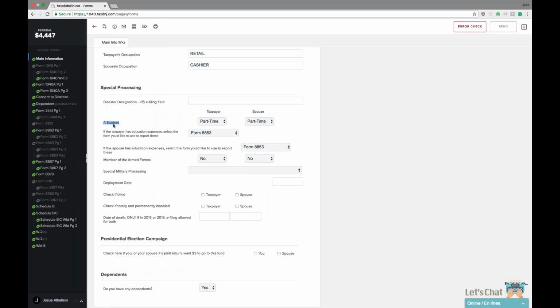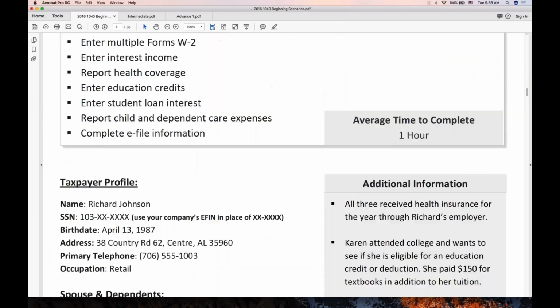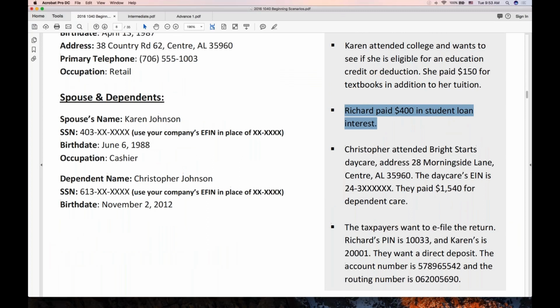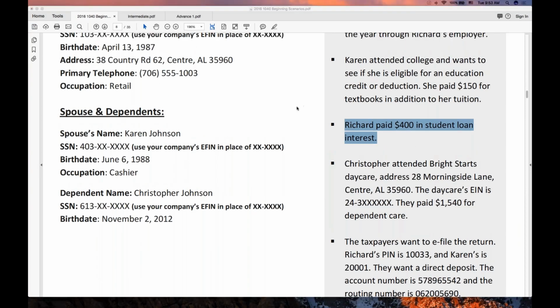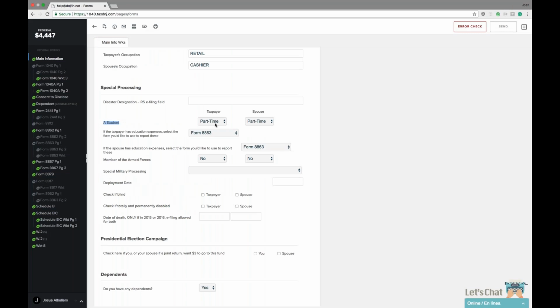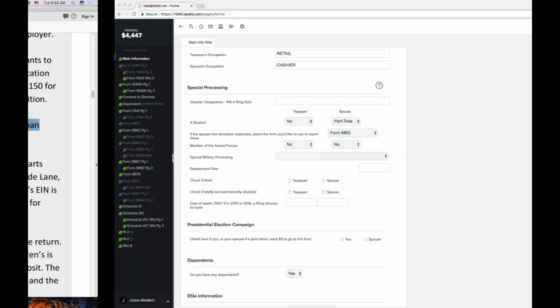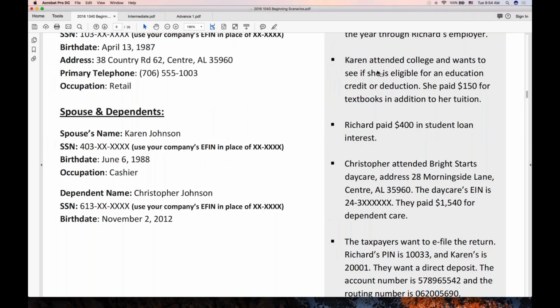Apparently part-time student. So according to what the customer told me, Richard pays $400 in student loan interest, but he's not in college anymore, so he's not a student anymore, right? So I'm going to say no to Richard because he is not a student anymore. She's a student. As you can see, the customer said that she attended college, right? She wants to see if she's eligible for education credit or deduction for $150, right?